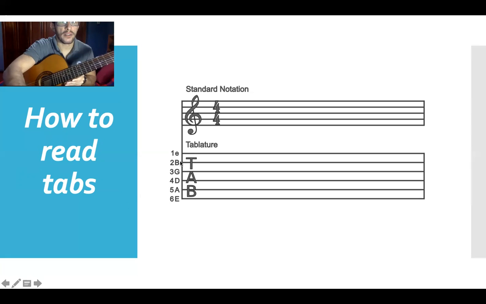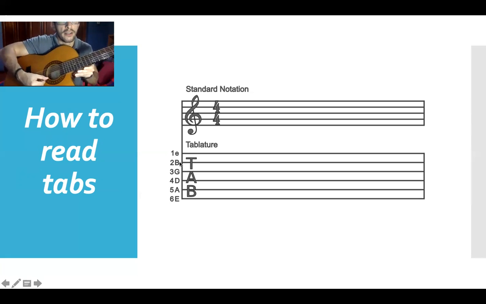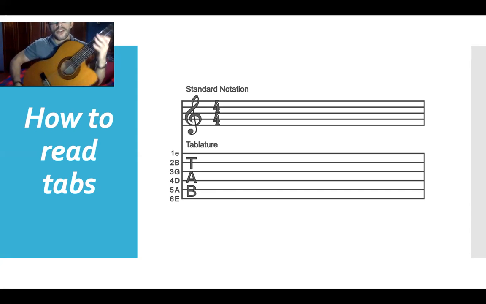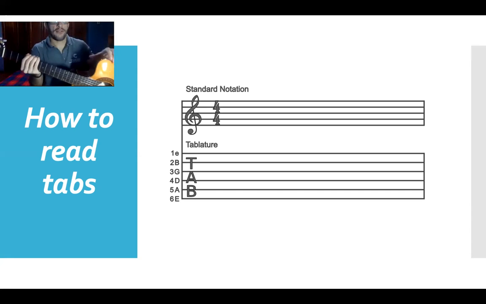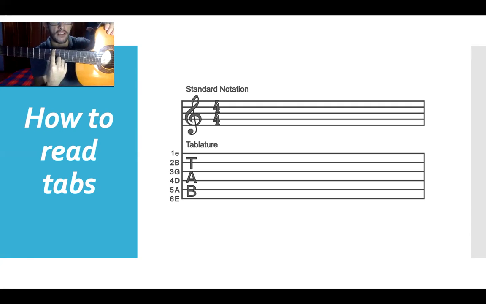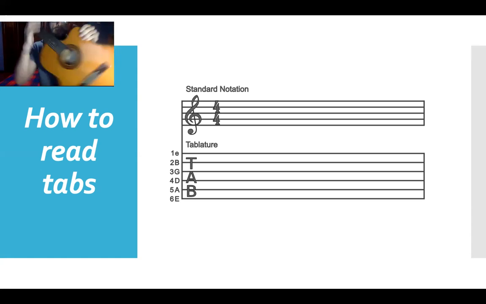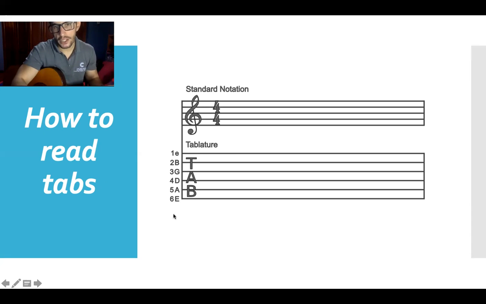Then the second one is the second string. Then you have third, fourth, fifth, and sixth. So it's like you're watching the guitar like this, okay? And you have the first string on the top, and you simply go down in pitch. First, second, third, fourth, fifth, and sixth, okay? That is what we need to know so far, that each line is going to represent a string of the guitar.